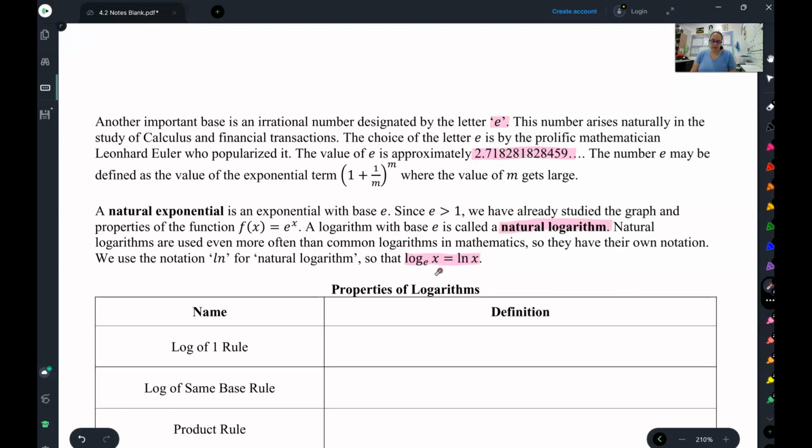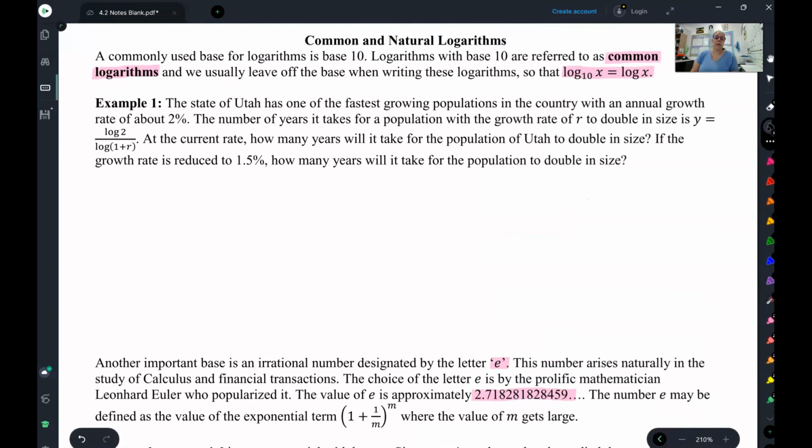Anytime we have log base e, we noticed that it kept coming up a lot. Since it came up so much, we gave it a shortcut name, a shorthand. We call that ln. Anytime you see ln, just know that that's the same thing as log base e. They're totally identical, it's just two different ways to write it. Now that we know about the common log and the natural log, let's do example 1.